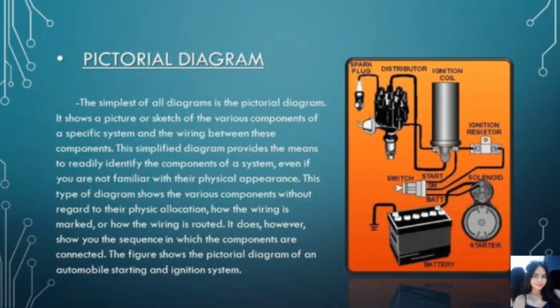So the pictorial diagram is the most simple of all diagrams. It depicts a picture or a sketch of the various components of a specific system, as well as the wiring that connects these components. These simplified diagrams allow you to quickly identify system components even if you are unfamiliar with their physical appearance. This figure is an example of a pictorial diagram of an automobile starting and ignition system.